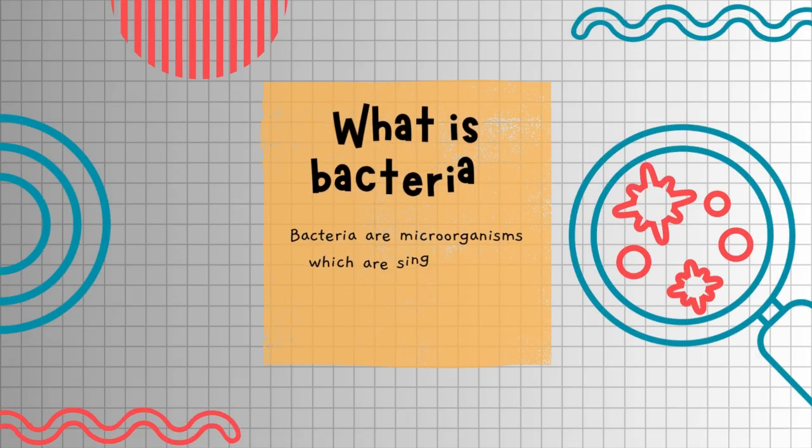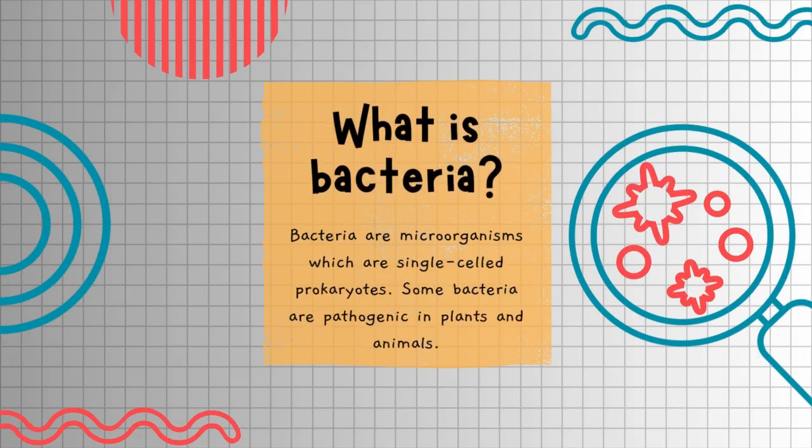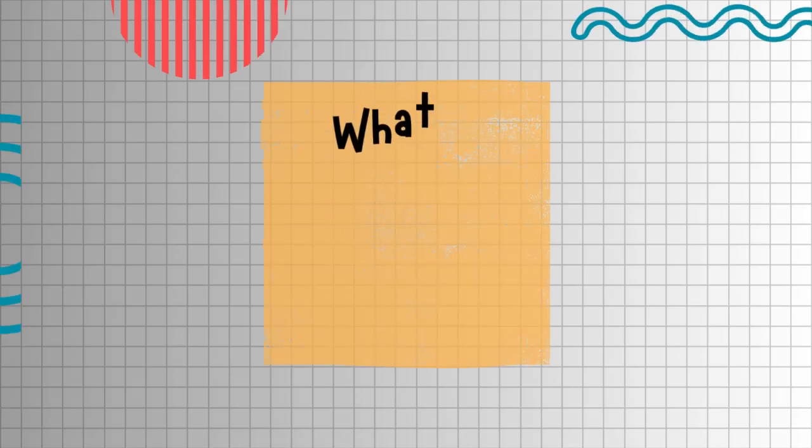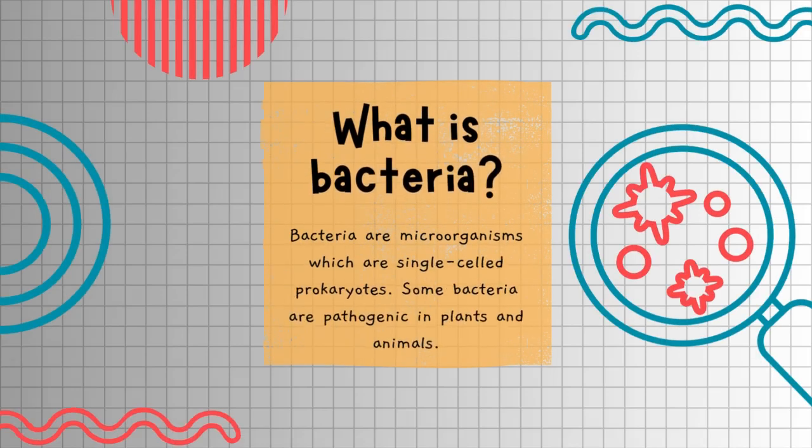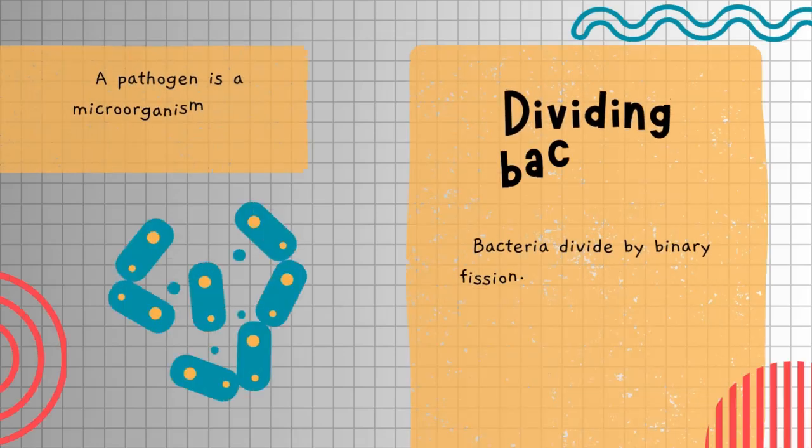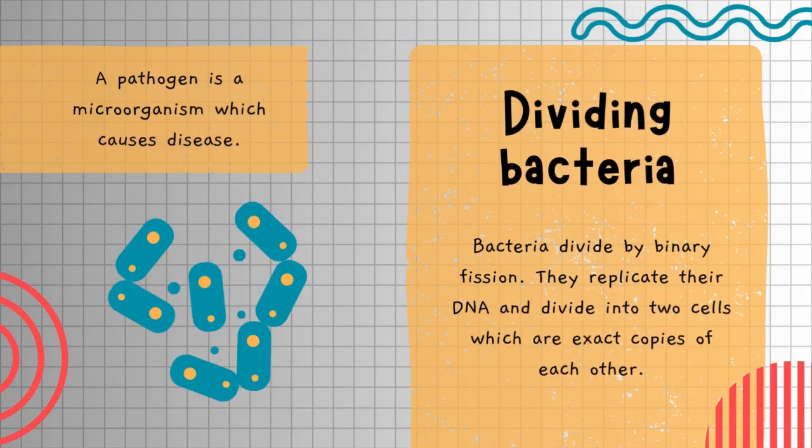What is bacteria? Bacteria are microorganisms which are single-celled prokaryotes. Some bacteria are pathogenic in plants and animals. A pathogen is a microorganism which causes disease.